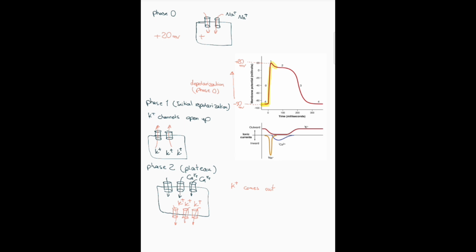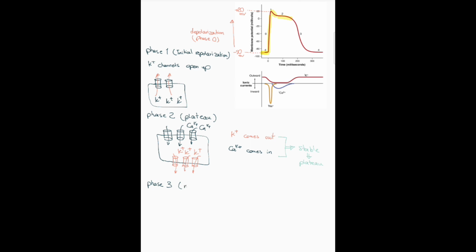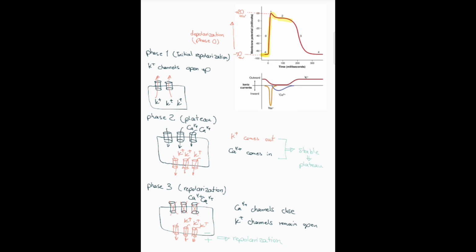So potassium comes out and calcium comes in. Both of them are positive, so they are in balance with each other, and the potential of the membrane will be stable. This phase is called the plateau. The plateau is shown in the figure. In phase 3, calcium channels close, but the potassium channels remain open. So potassium leaves the cell and makes the inside more negative, and repolarization will happen.